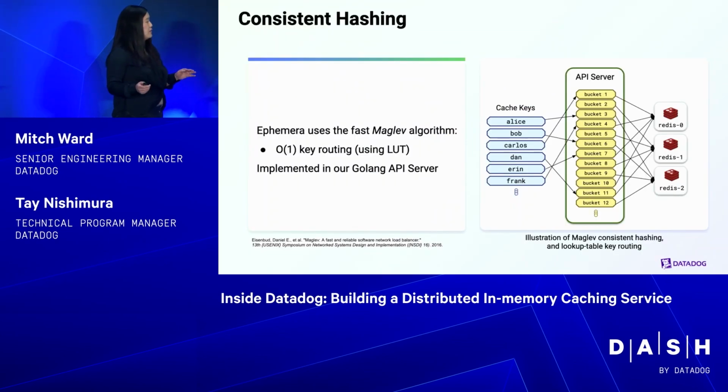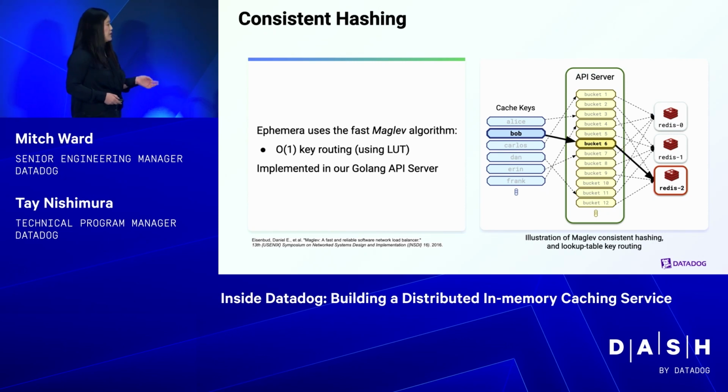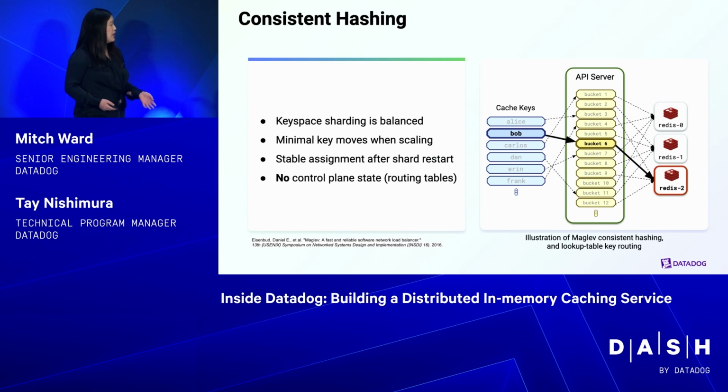So how does the API server know where to store the keys? We take advantage of the Maglev algorithm, which was actually developed by Google to power their network load balancers. And what it does is it has an O(1) consistent hashing algorithm that decides which Redis pod the data goes to. And that's great because we're sharding the key space in a balanced way, but that's not all.